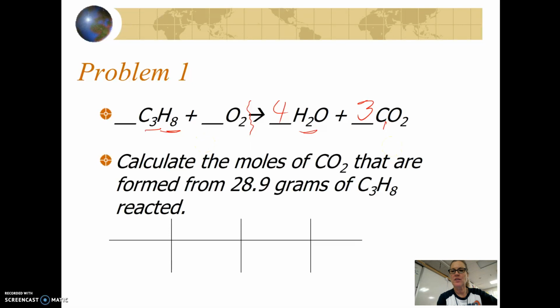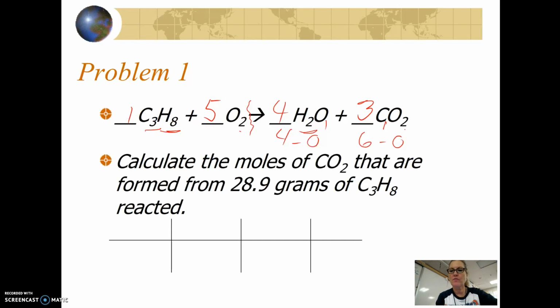Now I just need to get the O2s. I have 2 oxygens here. 1 times 4, that's 4 oxygens, and 2 times 3. So here are 6 oxygens and 4 oxygens, a total of 10. On this side I need 10, which means 5 times 2. So my balanced equation is 1, 5, 4, 3.